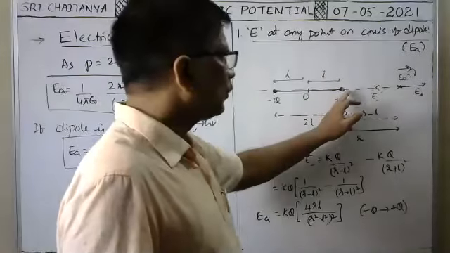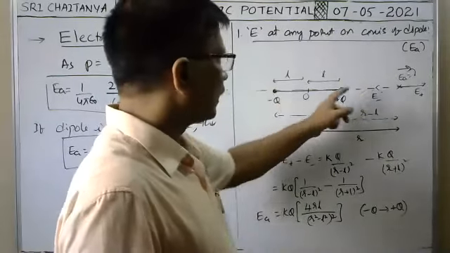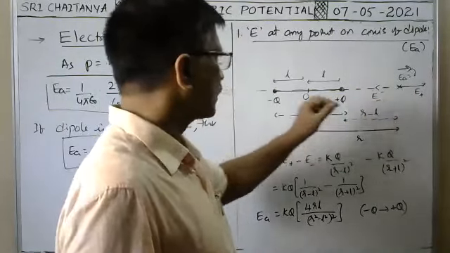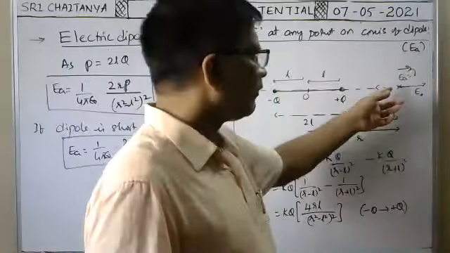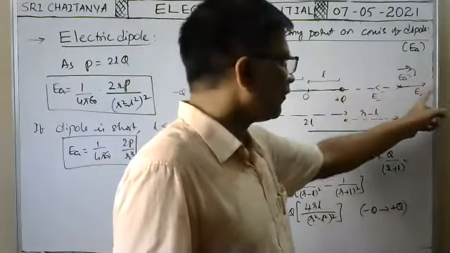So here, due to the charge at this point, the intensity of electric field is E plus. Due to this negative charge at this point, the intensity of electric field is E minus. The intensity of electric field due to a negative charge is always towards the negative charge. Due to a positive charge, it is away from the positive charge.